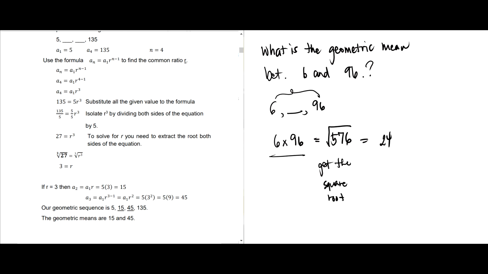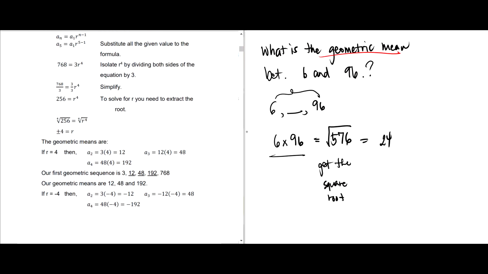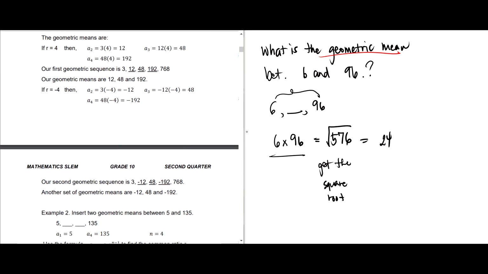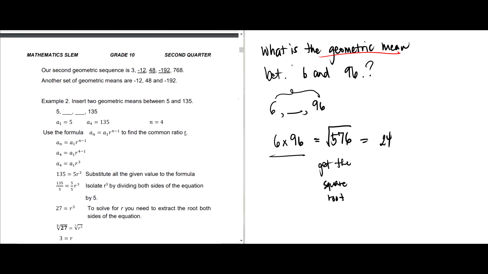When the question is what is the geometric mean, notice the difference: in the earlier question, insert geometric means in between two numbers, it specifies how many you insert, like insert 2. But when the question is just what is the geometric mean, it means you only need to get one. So, you don't need to use the formula. That's all. If you have questions, just ask me or comment down your questions. Thank you.